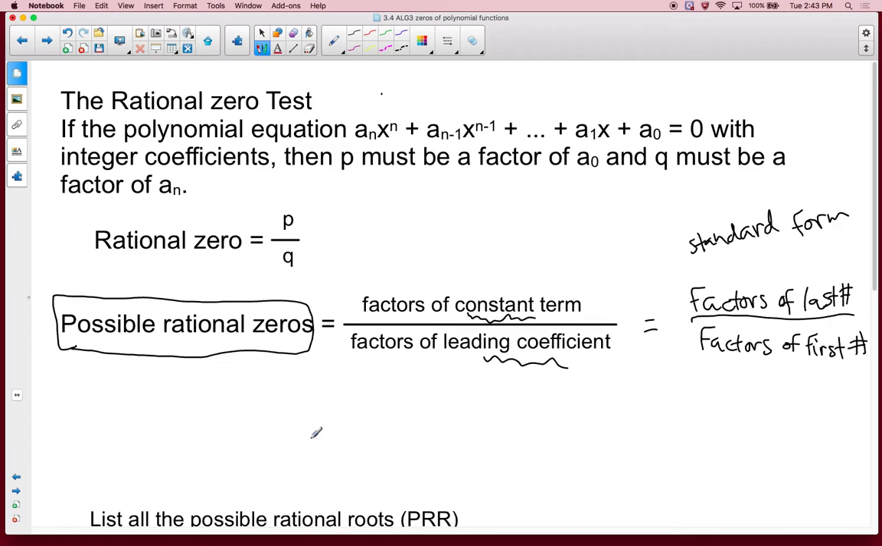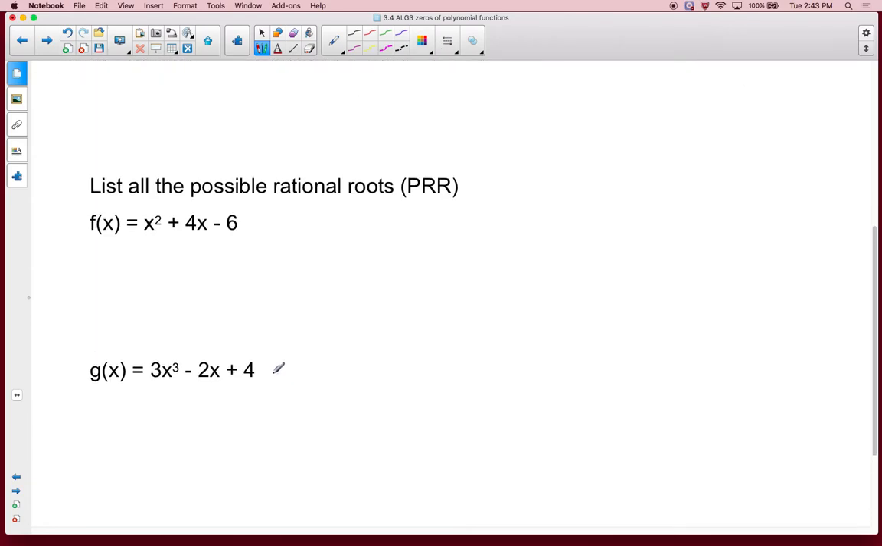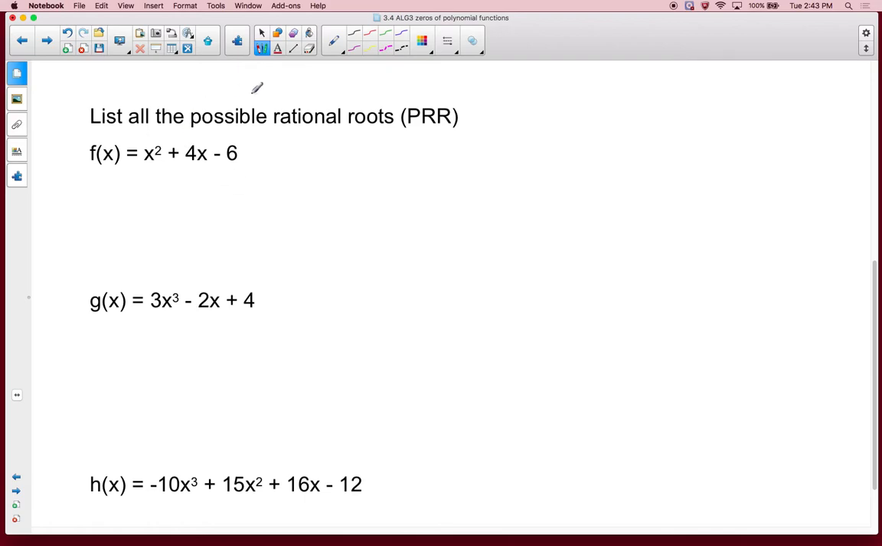Okay? So let's take a look here and just find the possible rational roots, meaning this is what it could be. It could be any of these. We're going to list all the possible rational roots, or PRR. For this one, I'm going to list the factors of negative 6 over the factors of my leading coefficient, which is a 1, because negative 6 is my constant.